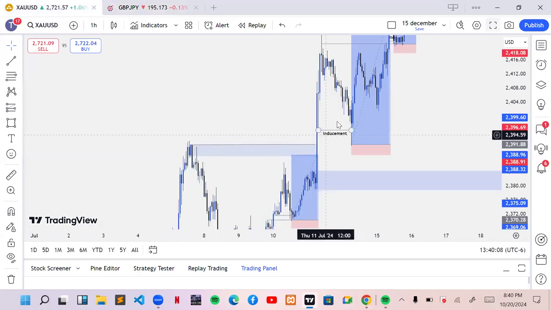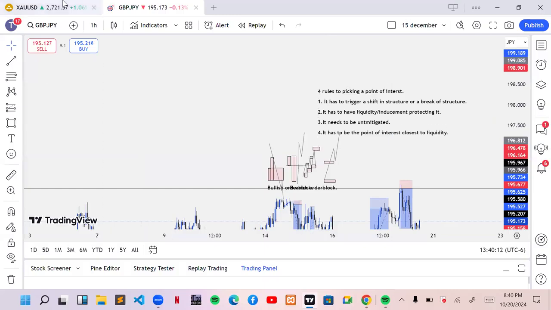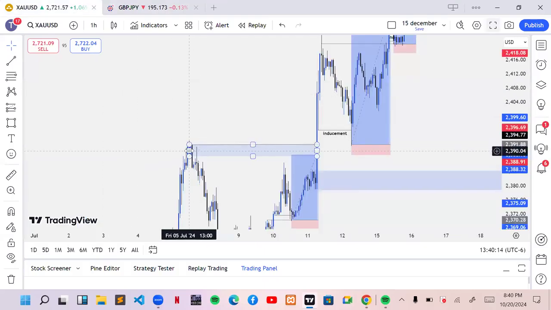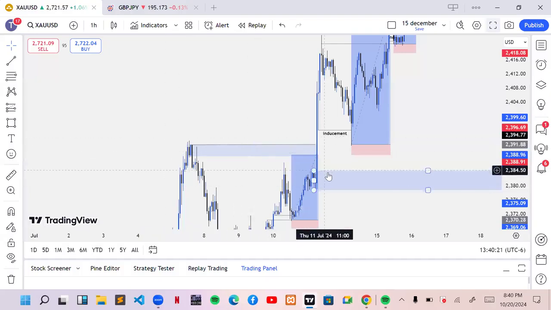The third rule says it needs to be unmitigated. Price needs to not have tapped that breaker block, or that other block. The point of interest needs to not have been tapped before. This is the other block right here. This is our breaker block. The breaker block has not been tapped. The other block has not been tapped. Both of them are valid to be used as entry.